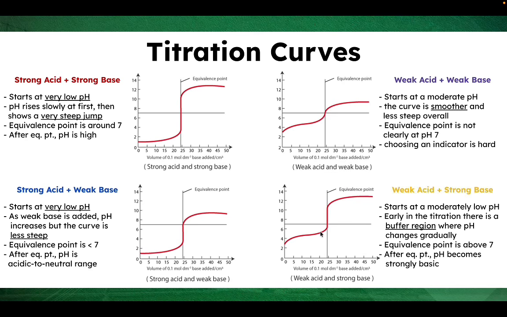Weak acid and strong base starts at moderately low pH. Early in the titration, you will see a buffer region. Buffer region is where the pH changes very gradually. Equivalence point is above 7 because you're using a strong base. After the equivalence point, pH becomes very basic.